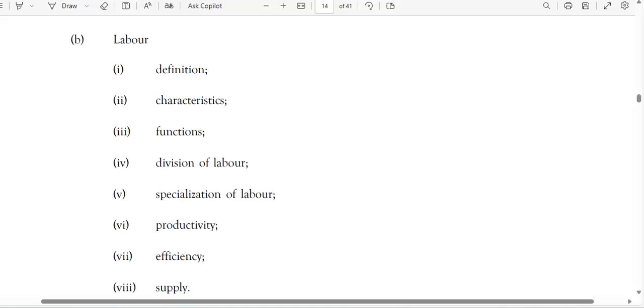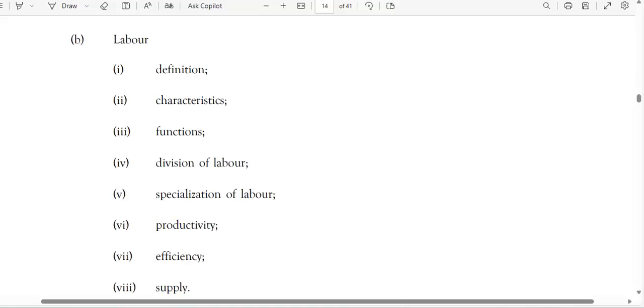Now, when we talk about labor as a factor of production, it refers to all human effort, physical and mental, used in the production of goods and services. It is the human resource in the economy. So labor, in simple terms, includes everyone from farm workers, factory workers, to teachers, doctors, software developers, etc.